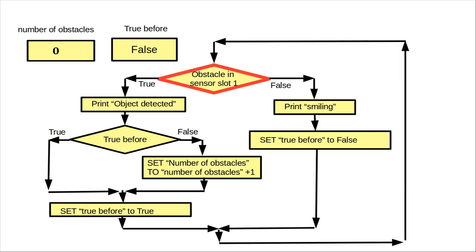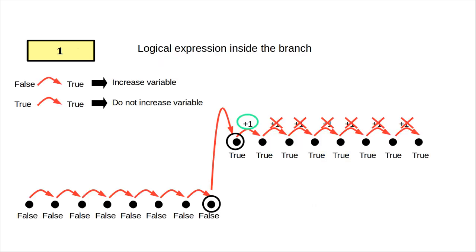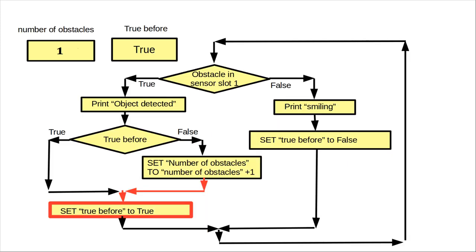Then at some point, an obstacle is detected. The logical expression inside the branch is now true and we reach the second branch. The true before variable is false, because it was set to false during the previous run of the loop. This means that the number of obstacles increased by 1, and thus becomes 1. We have now allowed the good increase to happen. Then, the true before variable is set to true.